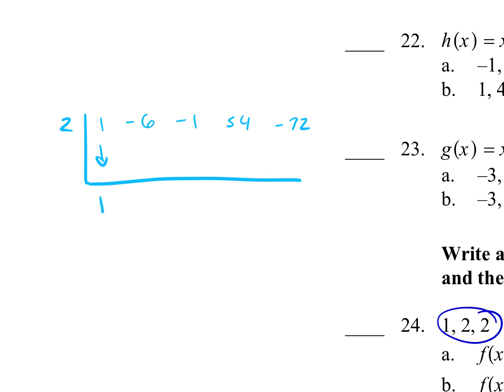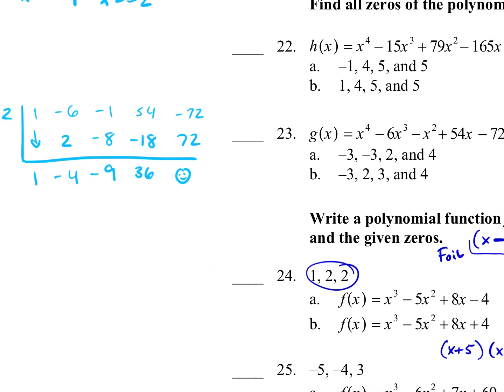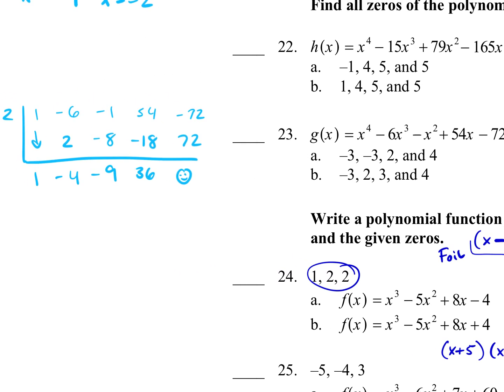So we're going to drop down the 1, multiply, we get 2, add, -4, multiply, -8, add, -9, this would be -18, add to 54, we get 36. And then 2 times 36 would be 72. Does it work? Yeah, so 2 works. So we could eliminate answer choice C and D because those don't have +2 in it. So we're left with A or B.